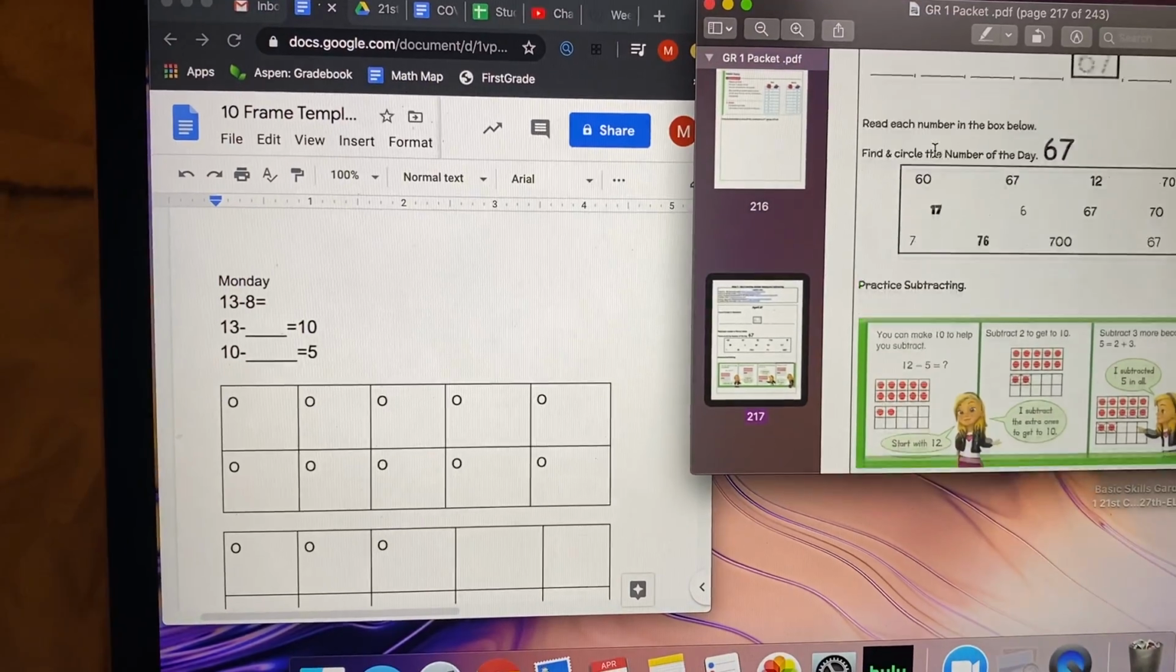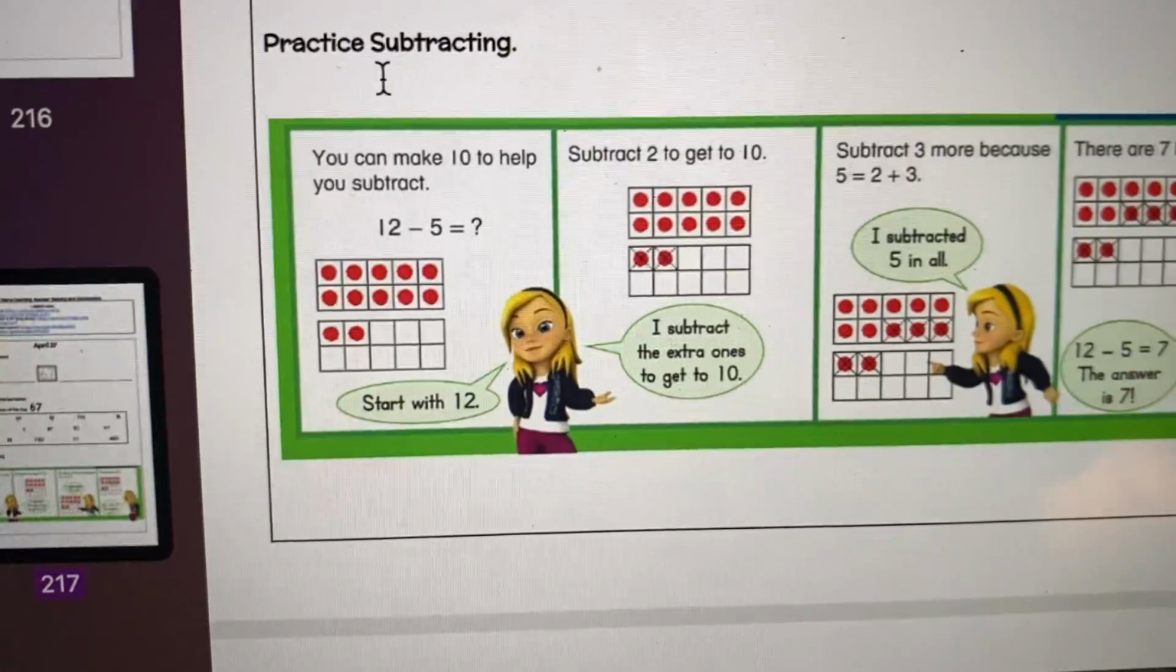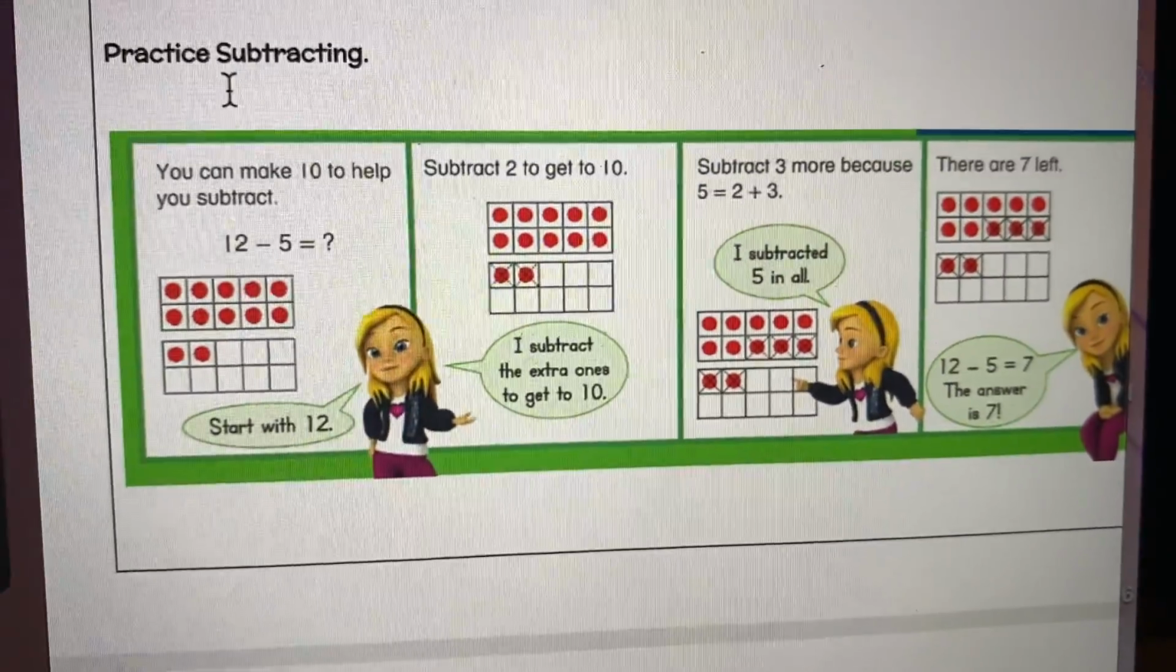So we're going to start with Monday. We are practicing subtracting all week. So first, we are going to be making 10 to help us subtract. The first example is 12 minus 5.